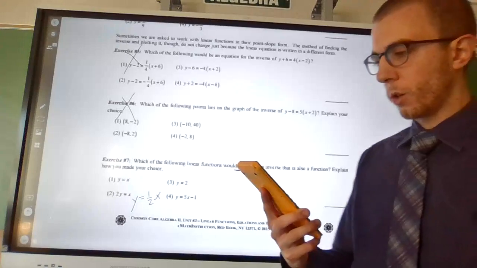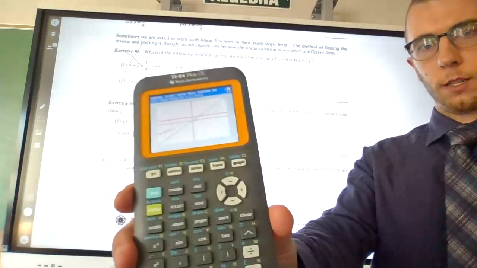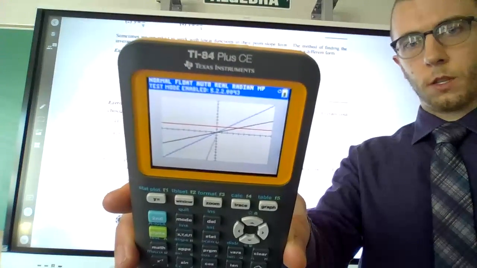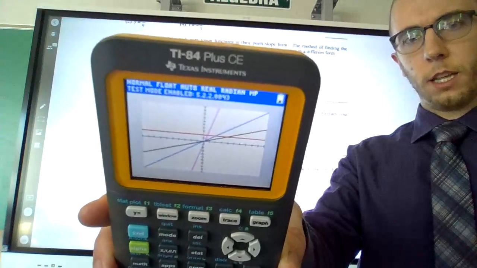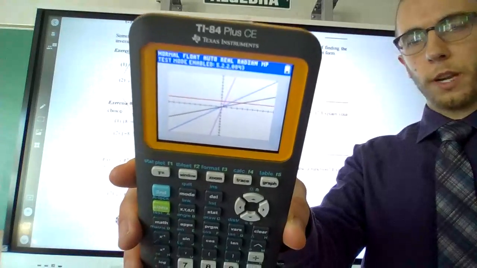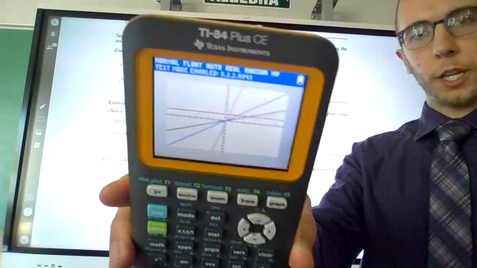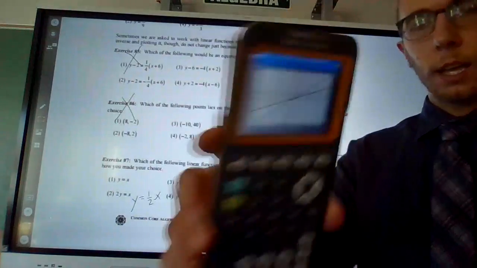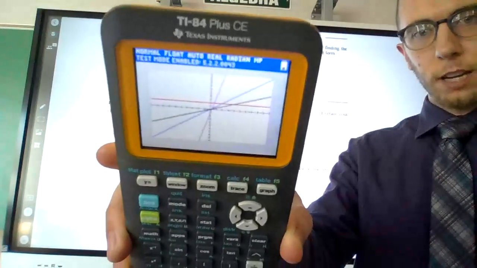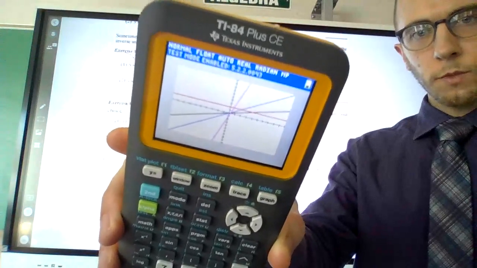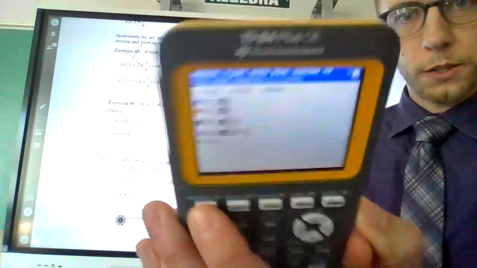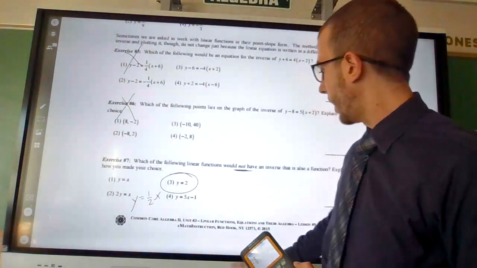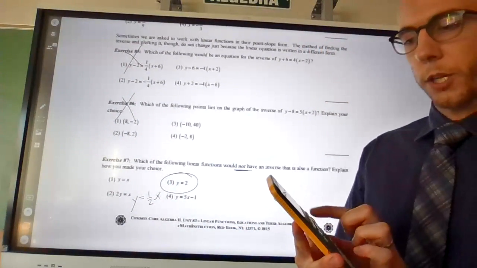So when we graph all of those, let's see what we're working with here. Should be 4 lines there, right? Which of those would not have an inverse that is also a function? Okay, everybody should be shouting, it's the red one. The red one can't have an inverse that's also a function. And which one is the red one? Well, let's look. Red is y equals 2. So our choice 3 here cannot have an inverse that is also a function.